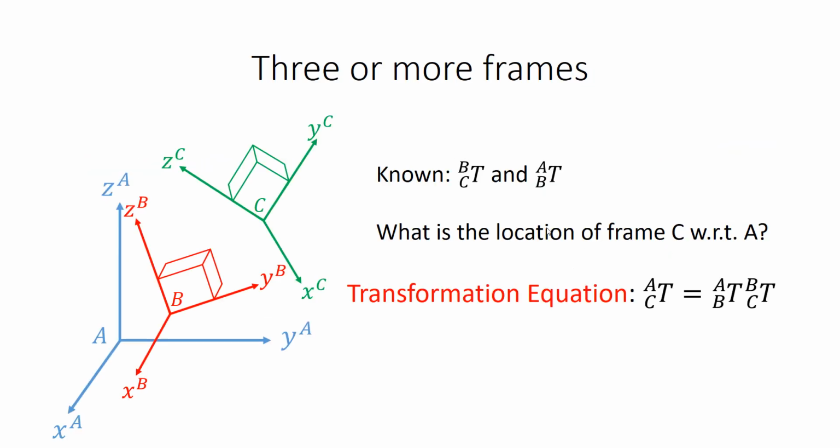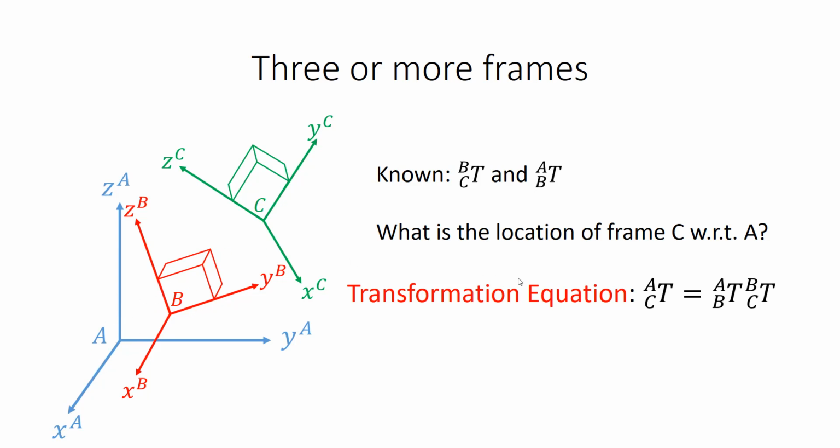Okay, the other one I want to look at is commonly referred to as the chain rule. What if we had three or more frames? Here we've got a world coordinate system that is A. We've got some objects B and C, and they each have frames attached to them. What if I know T from C to B, from the green frame to the red frame here, and the transformation from B to A, the red frame to the blue frame. But what I really want to know is the transformation of frame C with respect to A, going all the way out here to the world coordinate system down here, totally bypassing B.